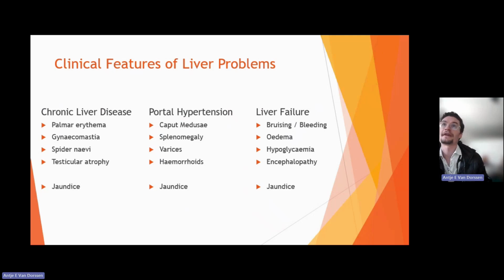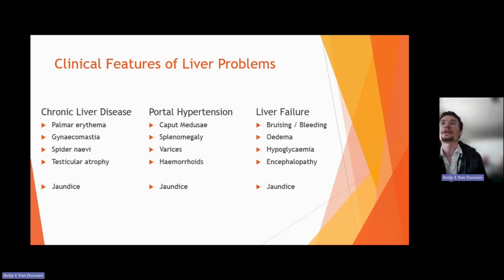And then the features of liver failure, which, if you think about it, are the functions of the liver we spoke about earlier. These are clinical manifestations of that. So if a function of the liver is creating clotting factors, then bruising or bleeding could be a feature of liver failure. If creating albumin is a feature, then edema is a feature of liver failure.